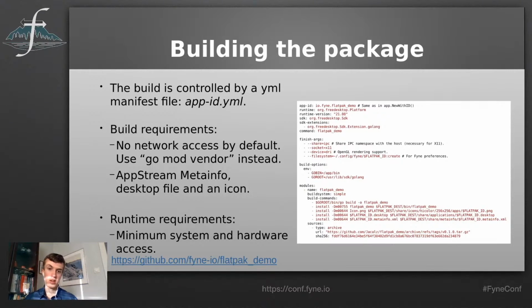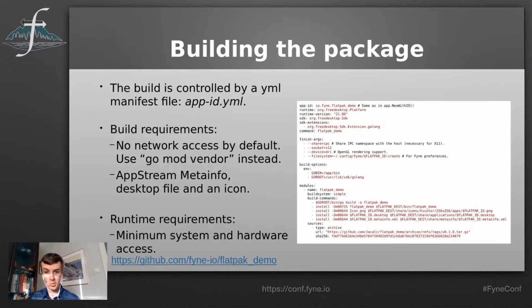We need IPC share for better X11 performance, and X11 so we can render applications on the screen. We need the direct rendering interface device so we can do OpenGL rendering support. And if you use the Fyne preferences or the new document storage APIs in Fyne 2.1, you'll also want the fourth line there under finish args for giving access to the Fyne preferences folder. And it is important in this case that you use the same app ID as you do in app.NewWithID when creating your Fyne application if you want that fourth row to work.